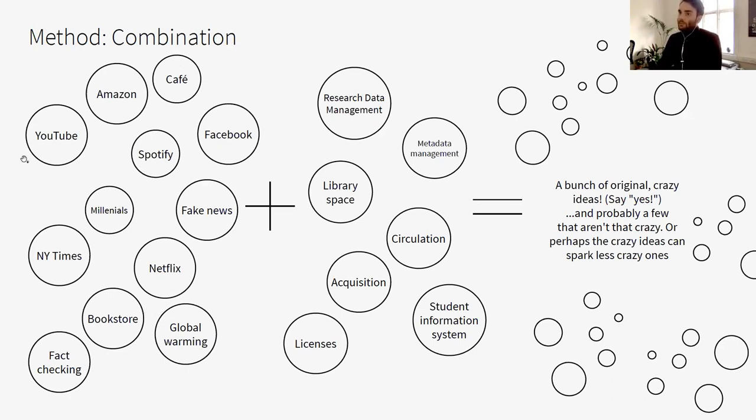So in this case, looking at these bubbles, let's say YouTube and millennials and Spotify and global warming and fact checking, I just put in a bunch of stuff that are non-library related and a bunch of stuff that is library related. If one wanted to just come up with ideas for stuff that could be done in the library space, this would be a way to do it.